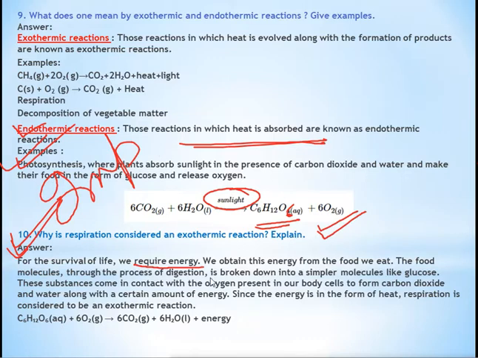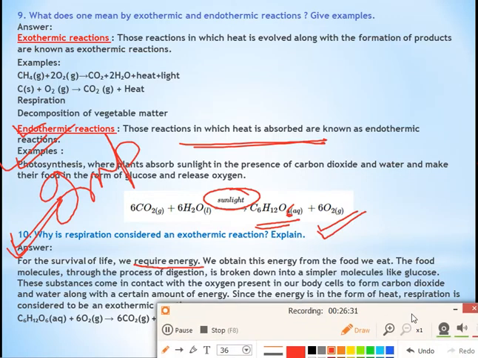The food molecules, through the process of digestion, are broken down into simpler molecules like glucose. When we eat food, it is broken down inside our body into small pieces to form glucose. Glucose comes in contact with the oxygen present in our body cells to form carbon dioxide and water, along with the evolution of a certain amount of energy. So this is the energy. That's why respiration is considered an exothermic reaction, because energy is formed along with the products. Since the energy is in the form of heat, respiration is an exothermic reaction.